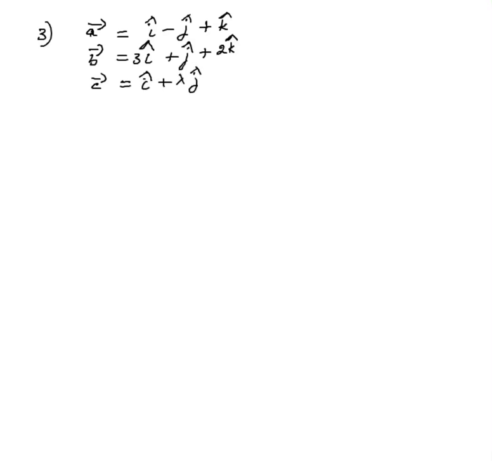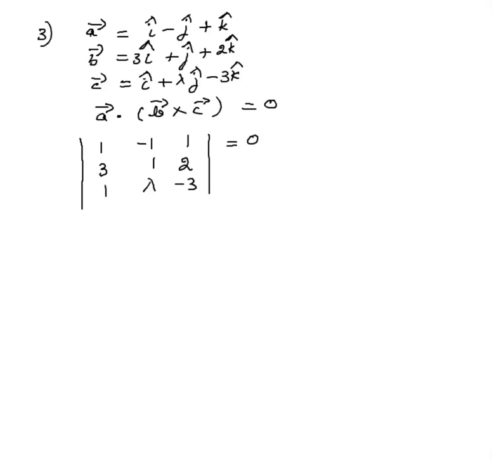Question number 3. If the vectors i cap minus j cap plus k cap, 3i cap plus j cap plus 2k cap, and i cap plus lambda j cap minus 3k cap are coplanar. We know the coplanarity condition. Vector A dot vector B cross vector C should be 0. Let us write the determinant to find the scalar triple product. Components of the first vector, then components of the second vector, components of the third vector is equal to 0.